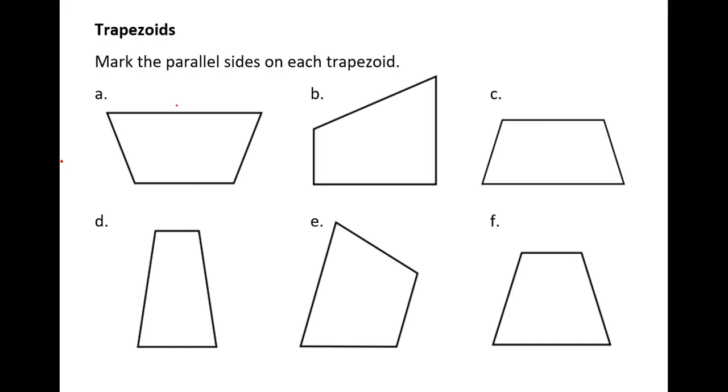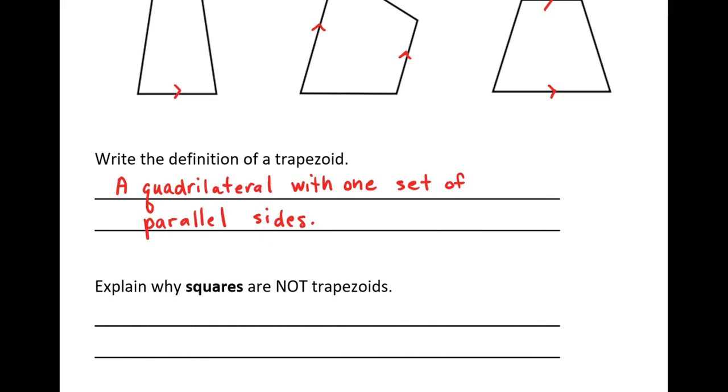In the first shape, my horizontal sides are parallel. In the second shape, the vertical sides are parallel. In the third shape, the horizontal ones, as well as in shape D. In shape E, the sides are parallel, and shape F, the top and bottom are parallel. So you can see how each shape has one set of parallel sides. And here I've written that definition of a trapezoid: a quadrilateral with one set of parallel sides.